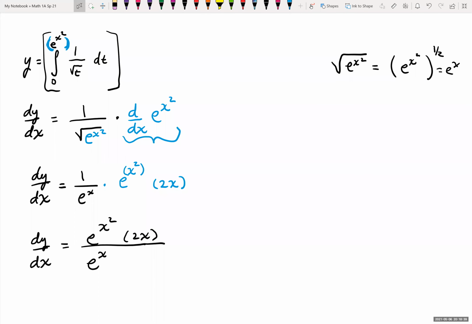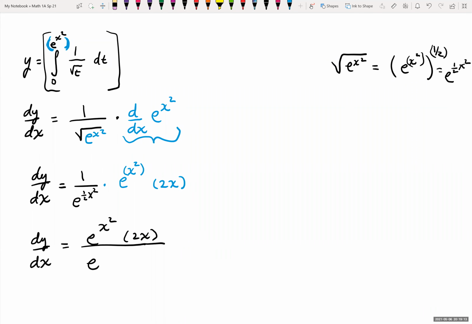Okay, I have to admit my algebra was wrong here. So this is not right. This would be 1/2 times the power of x squared, which would give me e to the 1/2 x squared. So this would give me e to the 1/2 x squared.